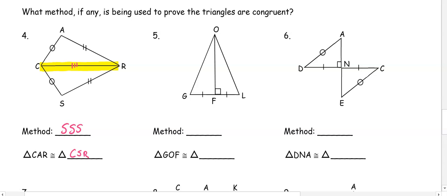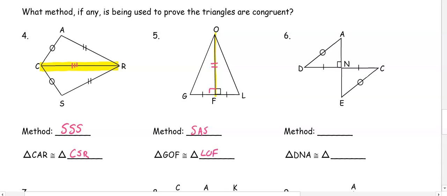In number 5, we have a triangle that has GF congruent to LF already marked. We have one right angle, which means on the other side of that line, it also has to be a right angle. So right now we have two pieces of information. We have one set of sides and one set of angles that are congruent. Again, we have a shared side of OF, so we can also mark OF congruent to itself again using reflexive property. So we now have our three pieces. So in this case, we would have side, angle, side because both of these sides are forming this angle. So our method is side, angle, side. So triangle GOF is congruent to triangle LOF.